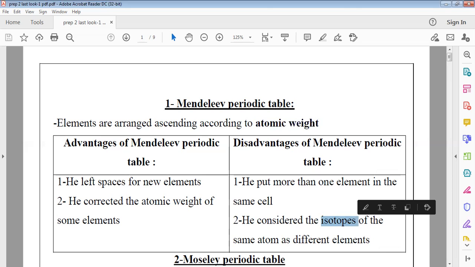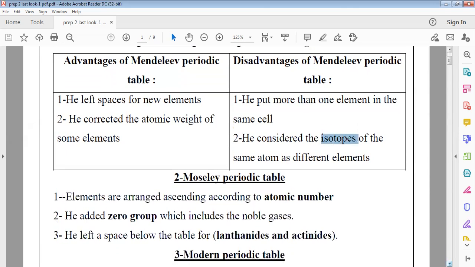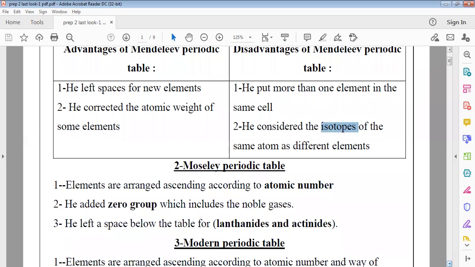Next scientist, he achieved some points and added to Mendeleev and corrected some mistakes in Mendeleev's periodic table. His name was Moseley. He arranged the elements according to atomic number, not atomic weight like Mendeleev believed before. So this is a new point: according to atomic number, not atomic weight. Number 2, he added the zero group which included the noble gases. Noble gases are elements which have a completely filled outer energy level. Number 3, he left space below the table for lanthanides and actinides, and we will talk about it later.